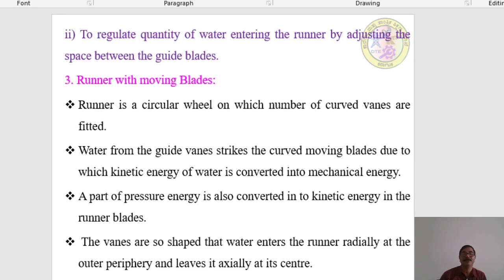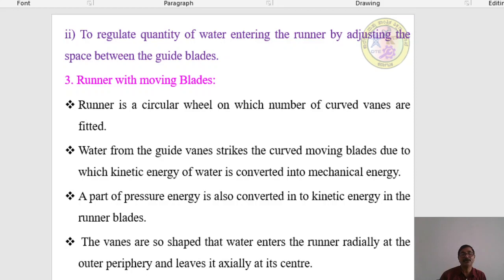And the third part of the Francis turbine is the runner with moving blades. Runner is a circular wheel on which a number of curved vanes are fitted. Water from the guide vanes strikes the curved moving blades, due to which the kinetic energy of water is converted into mechanical energy. At the same time, a part of the pressure energy is also converted into kinetic energy in the runner blades.